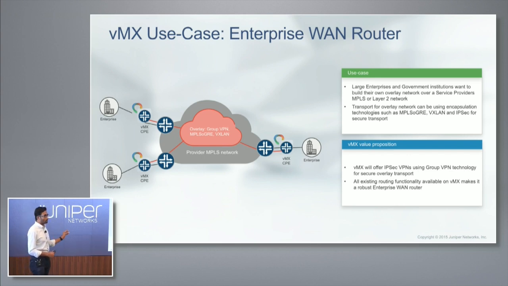And the granularity of the VMX instance starts at 100 megs. So I'll talk about the licensing. That's one of the cool things: you can start at 100 megs, and you can go all the way up to 40 gigs with the licensing architecture that we have.